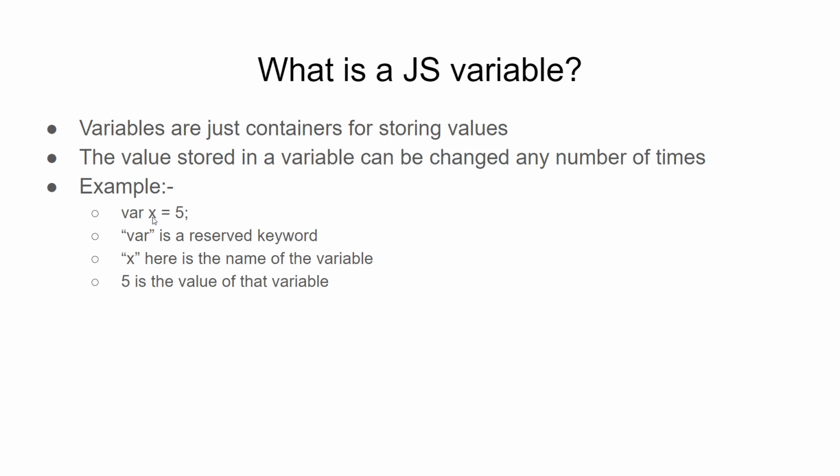And the value of this x can be changed later. That is the whole essence of what a variable is. Its value can keep changing. It doesn't have to stay 5 forever. You can make it other values as well. We'll look at examples for this.